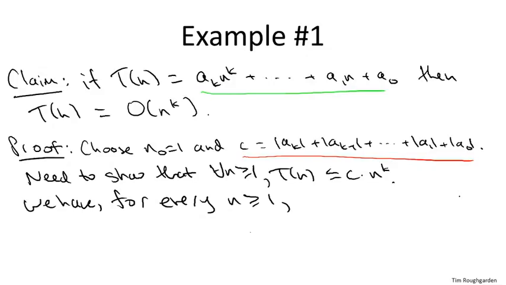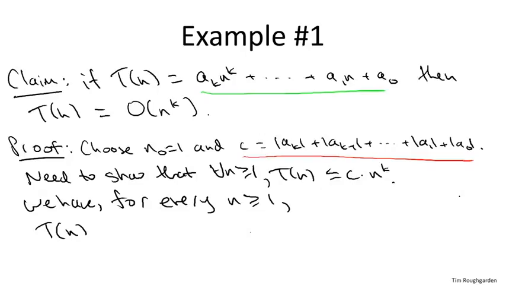So we're going to start on the left-hand side with T(n), and now we need a sequence of upper bounds terminating with c times n^k for our choice of c, underlined in red. So T(n) is equal to this polynomial underlined in green. What happens when we replace each of the coefficients with the absolute value of that coefficient? Well, you take the absolute value of a number, either it stays the same as it was before, or it flips from negative to positive.